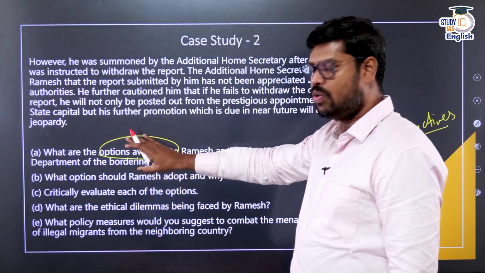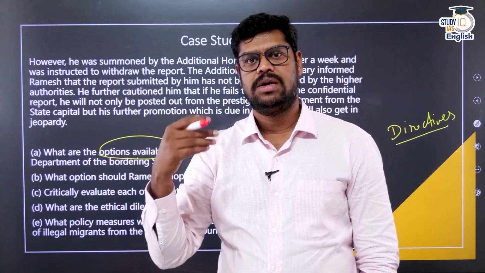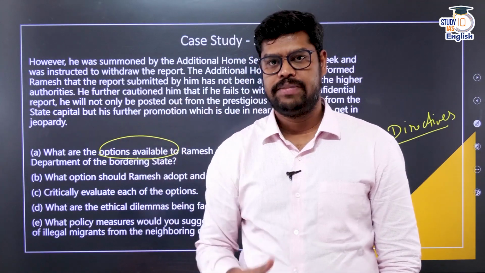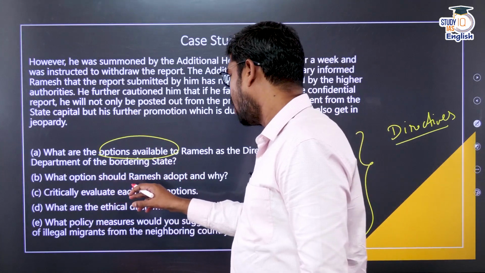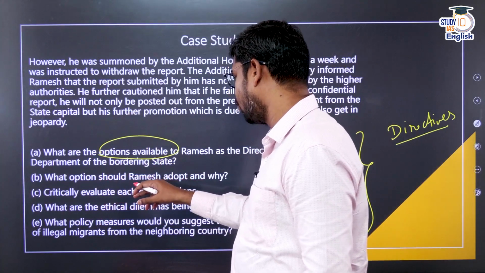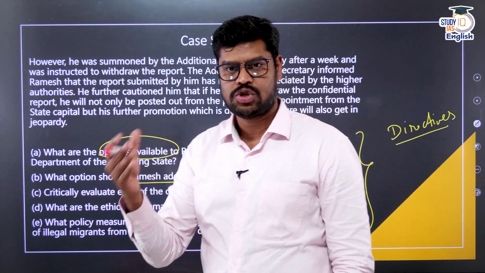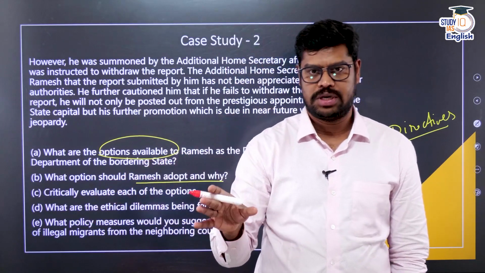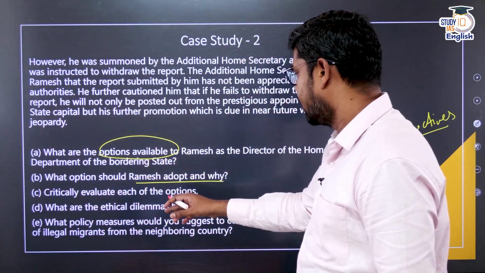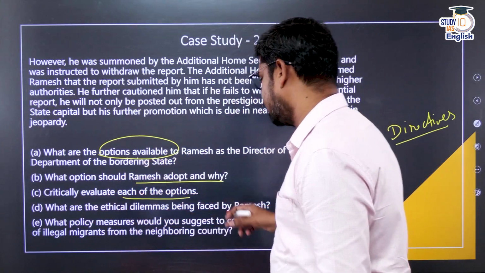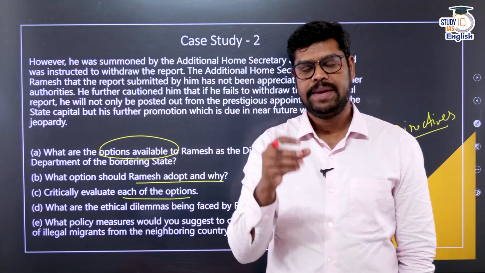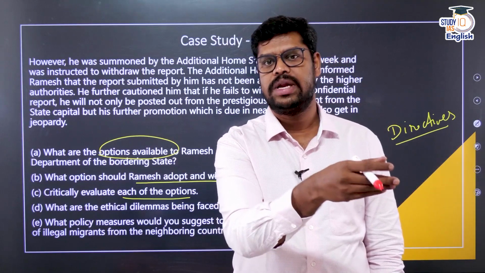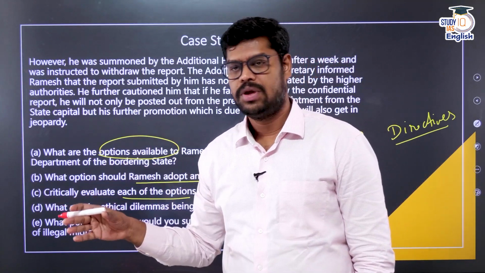So probably here you'll have to identify 3-4 options that Ramesh can do. Putting yourself in Ramesh's position, you can decide what options you can come up with. What option should Ramesh adopt and why? So here they are asking what is the best option and what is the reason for that. 3. Critically evaluate each of the options. When you say critically evaluate, analyze each and every option in depth and say what are the positives and negatives in each and every option.